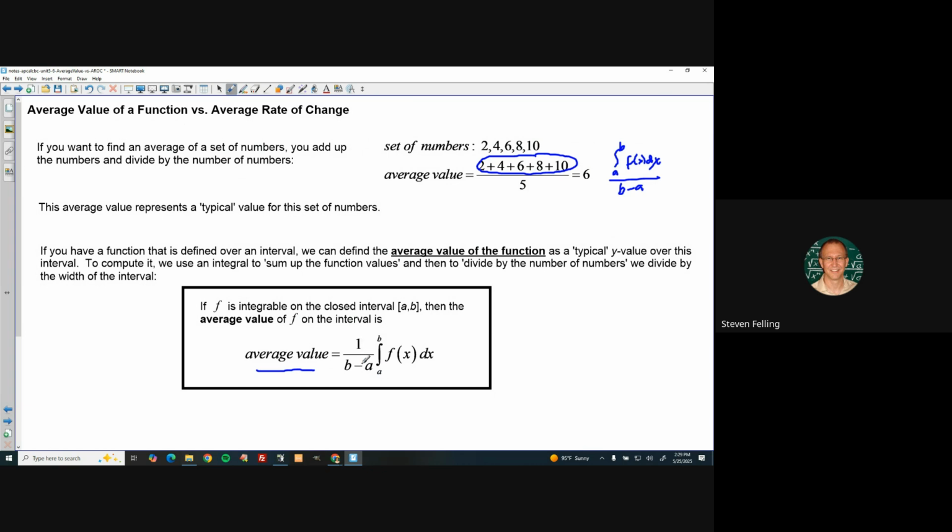Usually it's written this way. They take this integral and move it down, and they say it's 1 over the width, b minus a, times the integral from a to b of the function. So this is adding up the y's, and this is dividing by the number of y's to give the average y. And the units are whatever the y value units are.